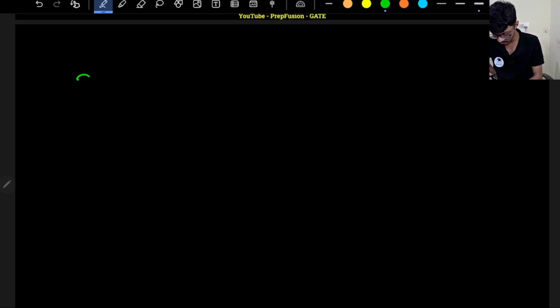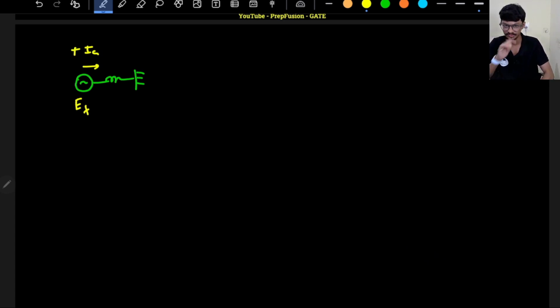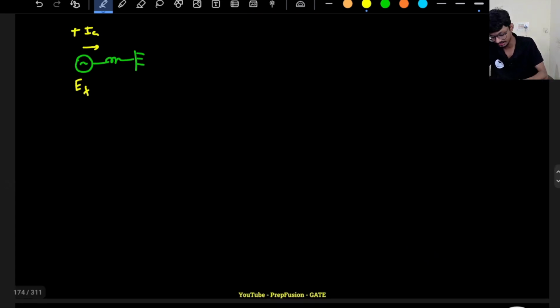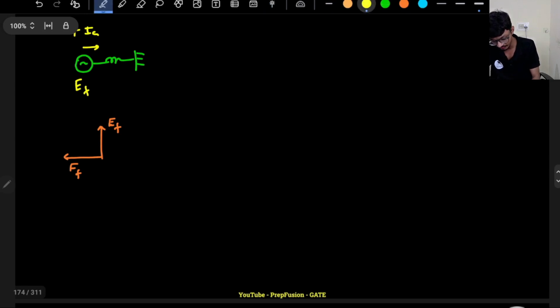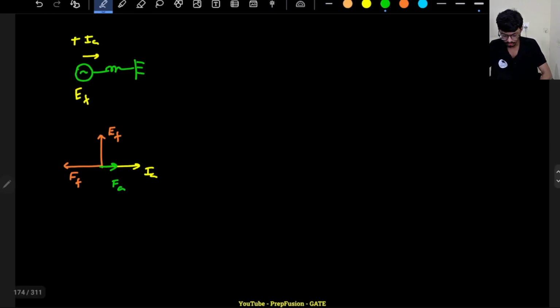When we were doing it for generators, we had a generator here and this infinite bus. I was saying this is my EF and IA was going out. So IA was positive according to this EF. If IA is going out, it is positive, right? Then we drew a phasor diagram. Let's say it's a lagging load. My EF will be here, and it is purely lagging with respect to EF, so IA will be somewhere here. So the armature MMF will be somewhere here, FA.